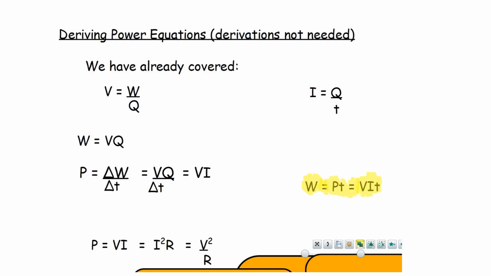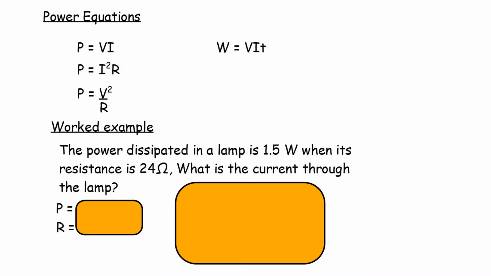We can also write work done equals power times time, which equals IVT, which is an equation we'll often need to use in electrical circuits where we are measuring potential difference and current and time. These derivations are not needed for the exam. However, the ability to rearrange equations is essential, so it's good practice to be able to do them. This is a question now for you to try using the power equations.